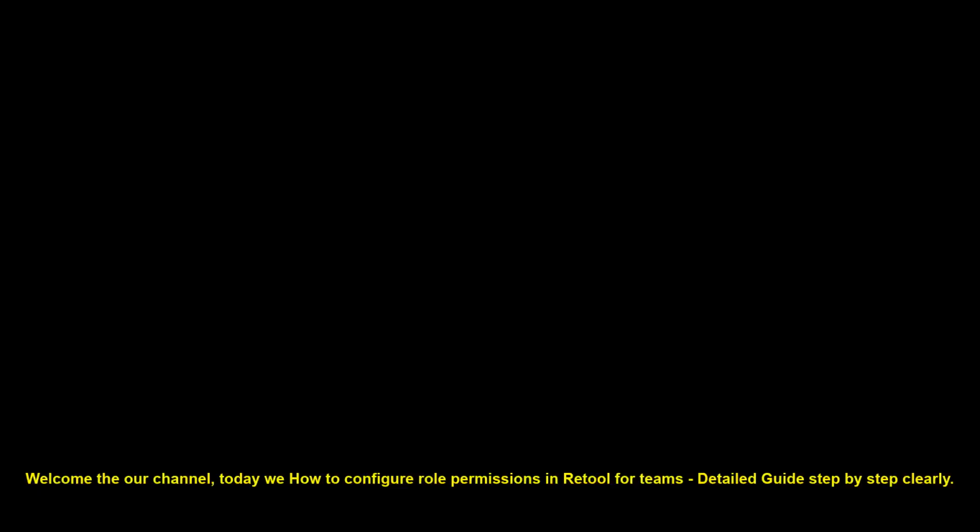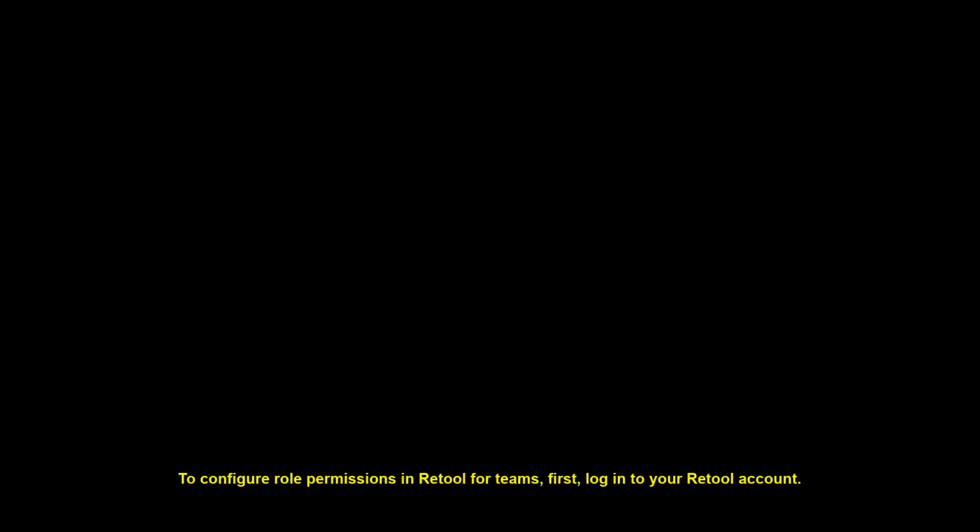clearly. To configure role permissions in Retool for Teams, first, log in to your Retool account. Navigate to the Settings section from the dashboard. Click on the Team tab. Here, you will find a list of all current team members. Select the team member for whom you want to set permissions.